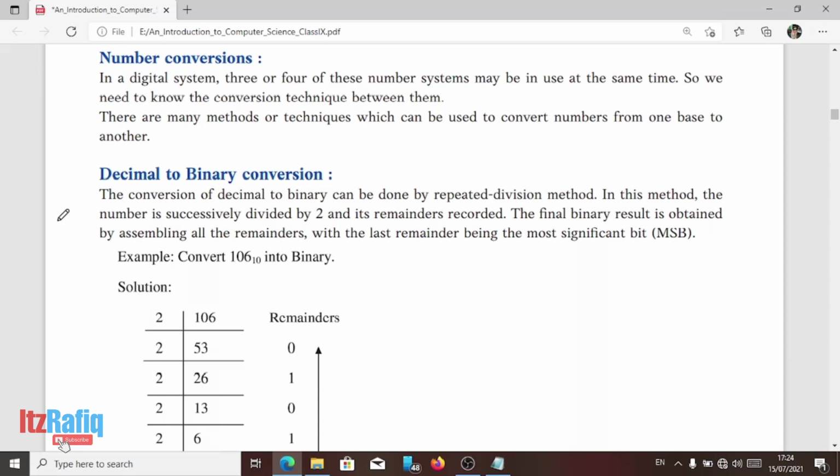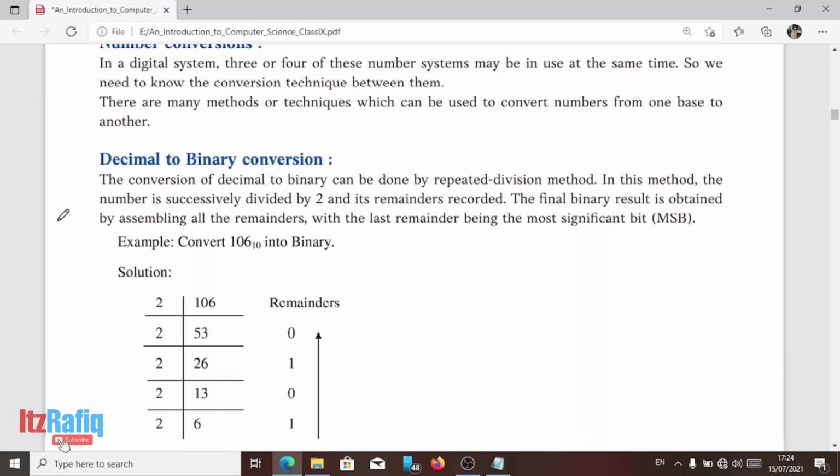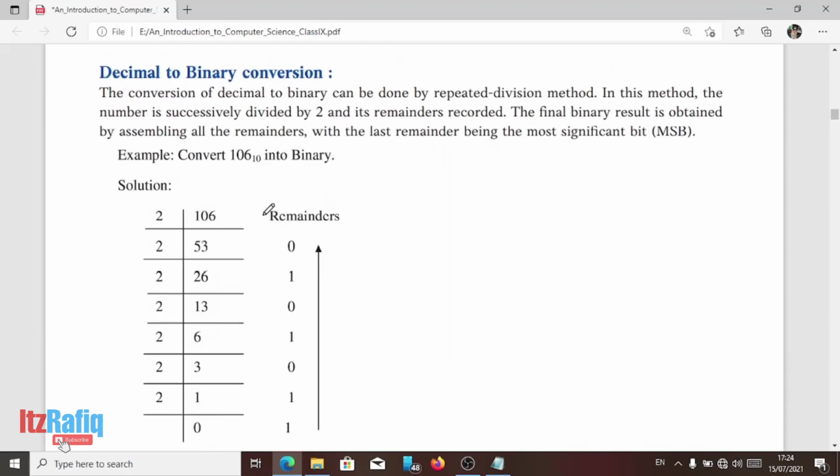So we must know how this conversion happens. First, we'll learn how to convert a decimal number into a binary number. Suppose we have the number 106. When we represent a decimal number, we write 10 below the number, which means this is a base 10 number system. To convert this number into binary, we will divide it by 2.